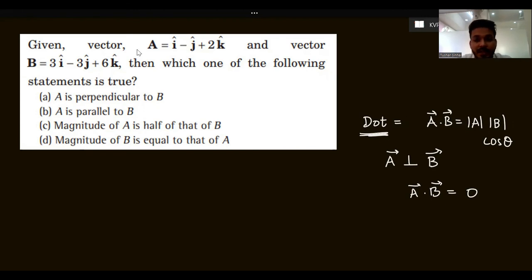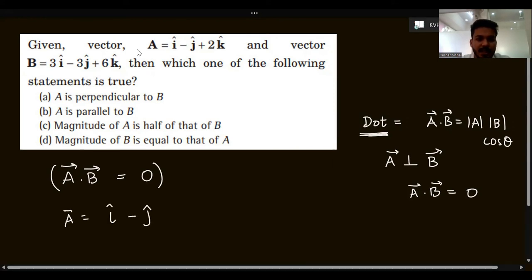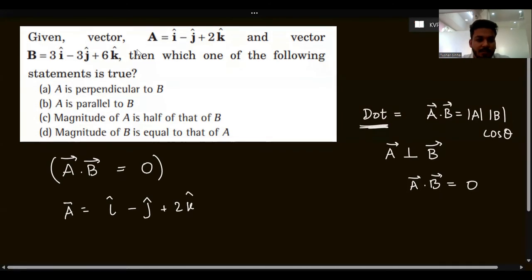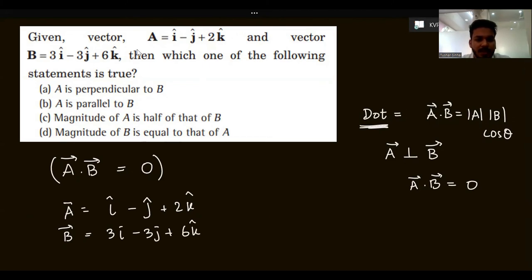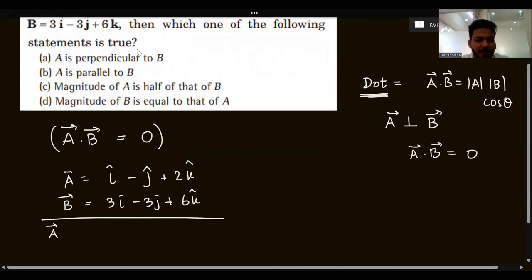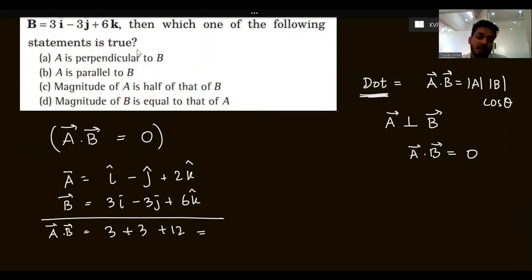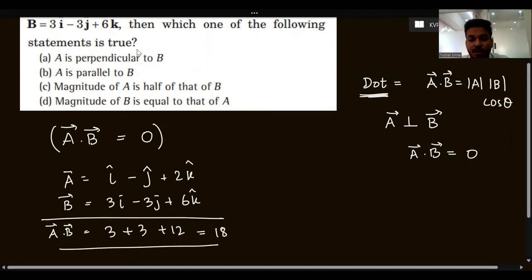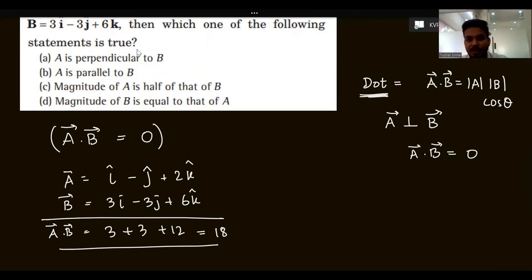So here, if they're asking if A is perpendicular to B, then all you have to do is find out A dot B. If this is numerically equal to zero, then option A would be correct. Let's check it out. A vector is I cap minus J cap plus 2k cap, and B is 3i minus 3j plus 6k. If I multiply them together, the answer would be 3 plus 3 plus 12, which is 18. It's not zero. So I can say for sure that A is not perpendicular to B.